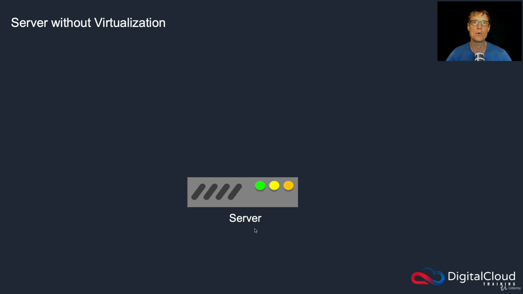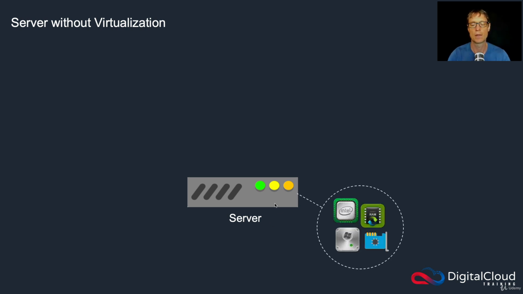One of the key building blocks of the cloud that enables the cloud to be what it is, is called virtualization. And the best way to understand virtualization is first we're going to look at what a server looks like when we don't use virtualization. So in this example, we have a server. And as you know, the server has processor, RAM, hard drive, and network interface card componentry in it.